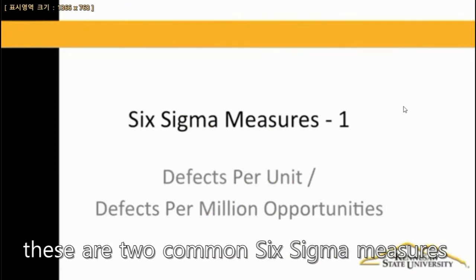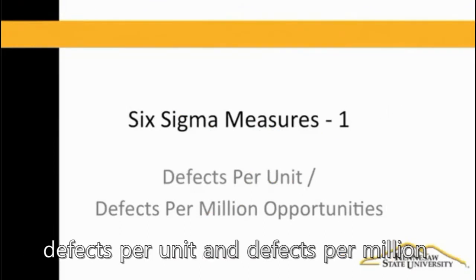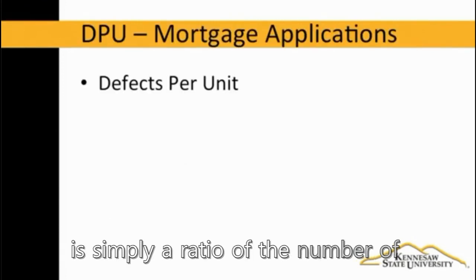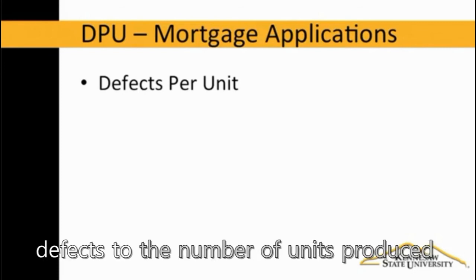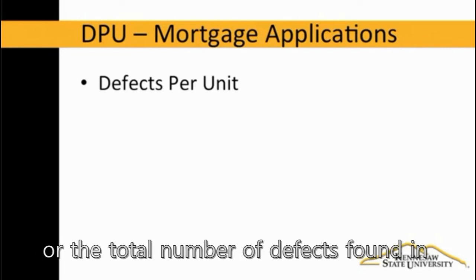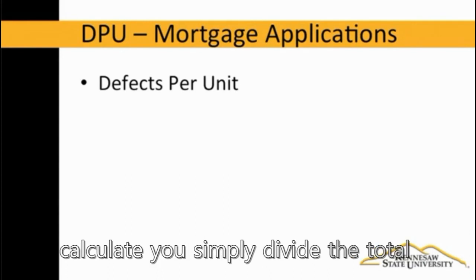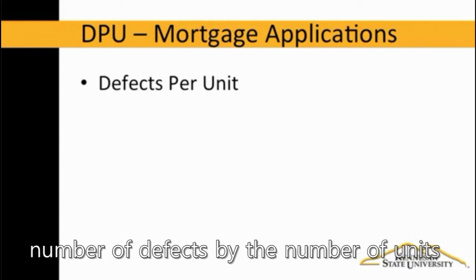These are two common Six Sigma measures: defects per unit and defects per million opportunities. DPU, or defects per unit, is simply a ratio of the number of defects to the number of units produced, or the total number of defects found in a sample divided by sample size. To calculate, you simply divide the total number of defects by the number of units.